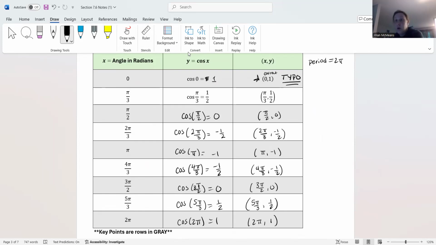And those key points are always going to represent your x-intercepts, your peaks, and your valleys. Okay, so x-intercepts occur when y is equal to 0.